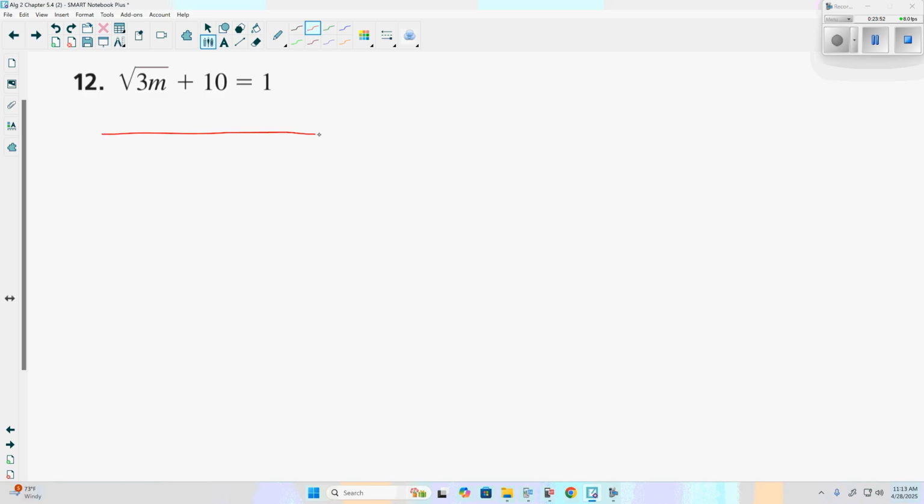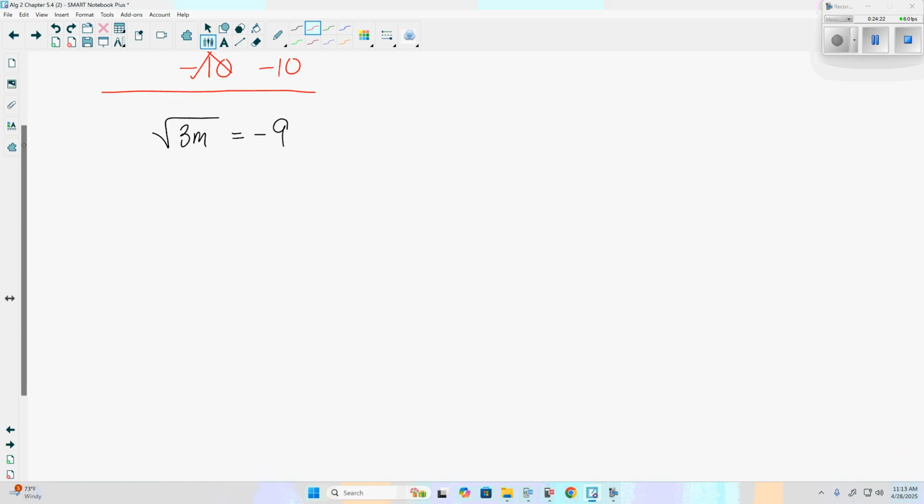Because we're saying for this next one, the square root of 3m plus 10 equals 1. Only one radical, so we need to get it by itself. We can subtract 10 from both sides. Well, we're saying that the square root of 3m equals negative 9. So we're saying the square root of something is a negative number. This is not possible. There's no way to take the square root of a number and get a negative.